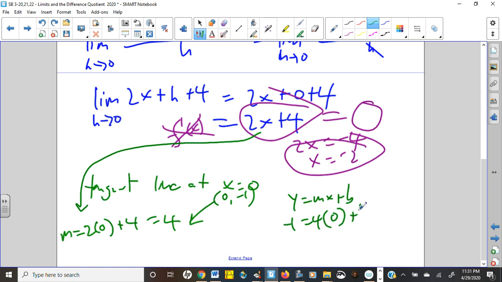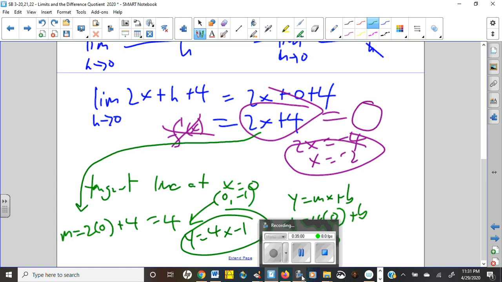And this is kind of silly because that -1 was on the y-intercept, so we kind of already know that the y-intercept is going to be -1. But if we do y equals 4x minus 1, it should be tangent to our graph at exactly that point that we just kind of randomly decided to pick.